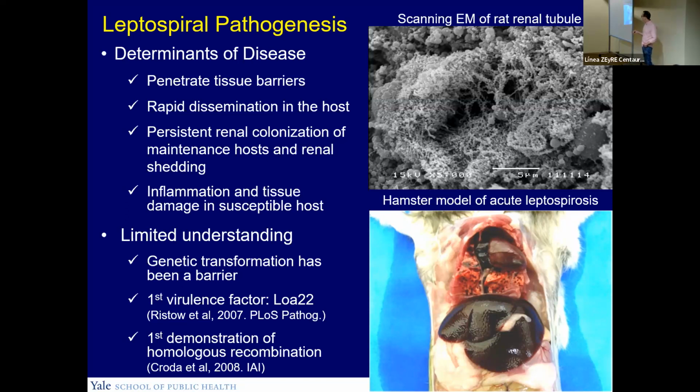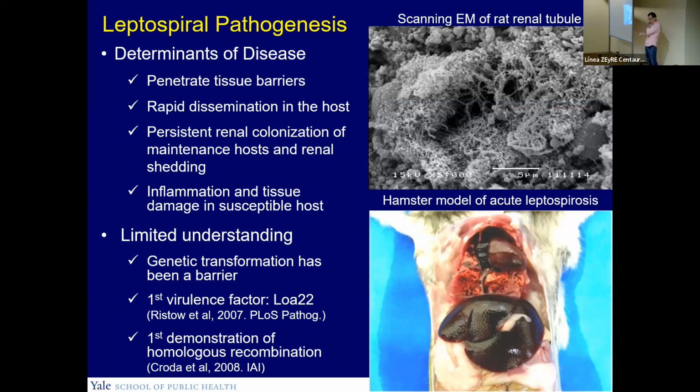It also causes inflammation and tissue damage in susceptible hosts. This is the model that we use, which is hamsters, and you can see severe pulmonary hemorrhage. It's very hard to see jaundice in hamsters. You can see more in guinea pigs, but you can see inflammation in the liver. Leptospirosis can cause death in hamsters in less than 10 days. So there's a very limited understanding of the mechanism of pathogenesis.